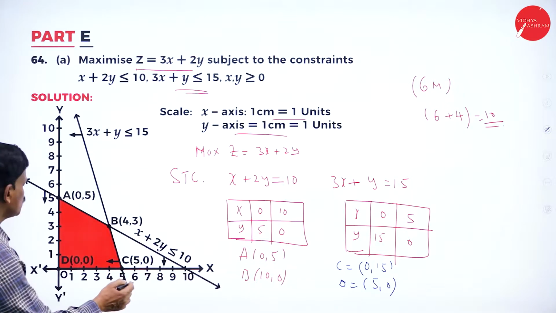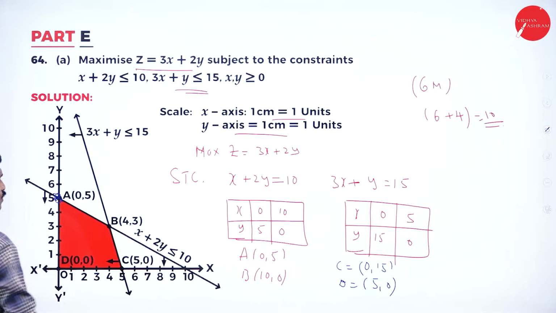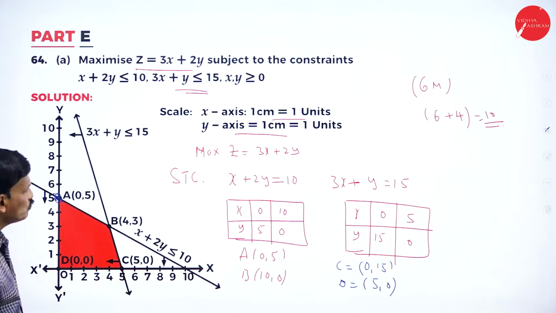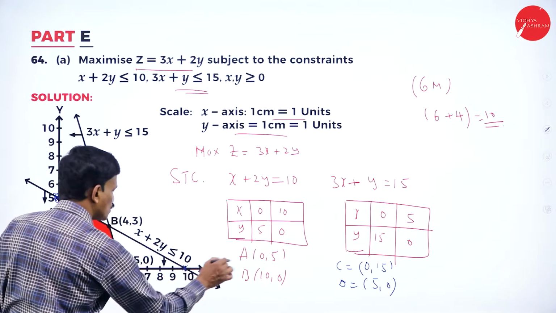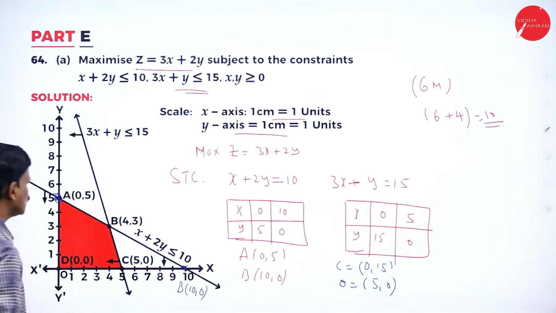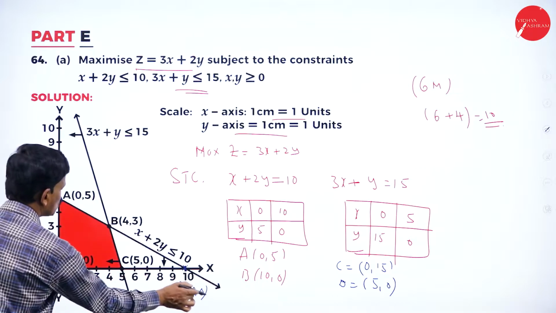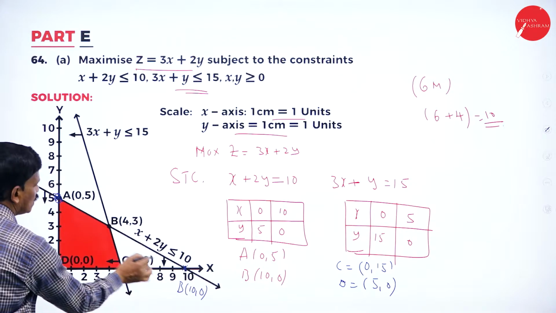First point, what is A? X is 0, y is 5. This is A, 0 comma 5. And what is B? B is 10 comma 0. X is equal to 10 and y is equal to 0. This is point B, 10 comma 0. Now let us draw a line. Just draw a line which passes through these 2 points.